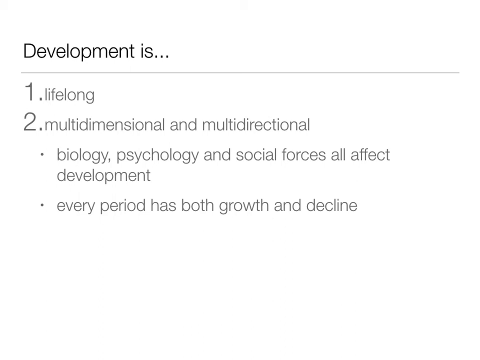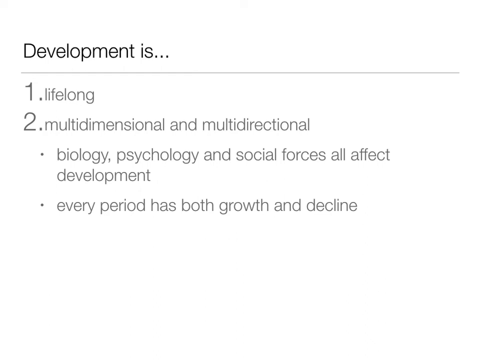We'll have what's called U-shaped development, where a child or an adult can't do something, then all of a sudden can do it, and then they can't do it again. Or the reverse, where they can do it, they can't do it, and then they can do it. We'll have N-shaped development, where again we have that change back and forth between being able to do something and not being able to do something, this period of growth and this period of decline. And we'll see these across various domains of development.